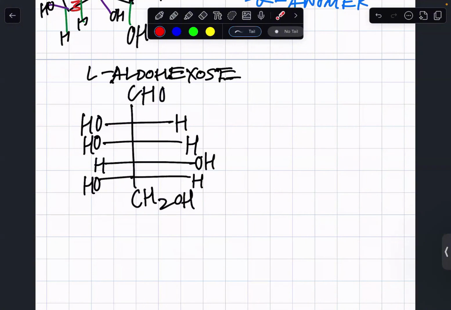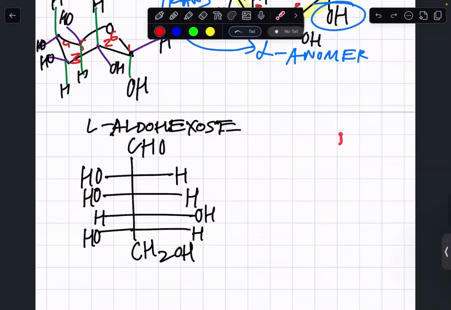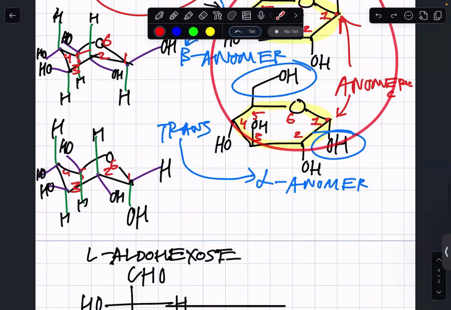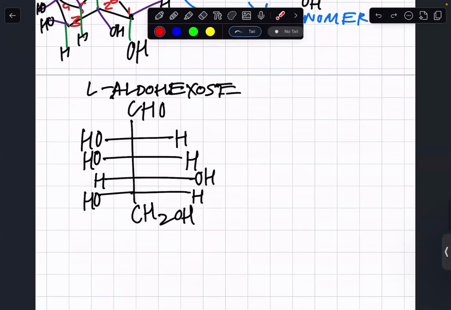Okay. So here's your homework, Madison. Close the ring. Give me the alpha and beta enantiomer in the Haworth projection here and the chair conformer here. Both alpha and beta enantiomer. Okay, thank you. Yes, of course.